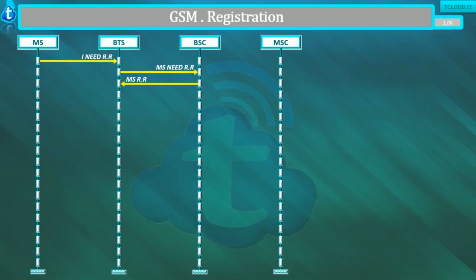BSC will talk to BTS and say that, hey, I think these radio resources will be perfect for the mobile station. What do you think? If you think these radio resources are okay for the mobile, please forward this information to mobile. So BTS forwards this information to mobile station. These are your radio resources. From now onwards, you can use so and so radio resource.